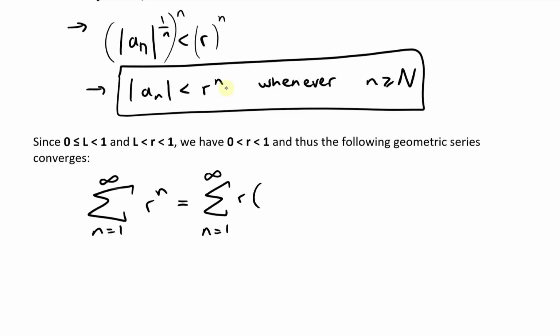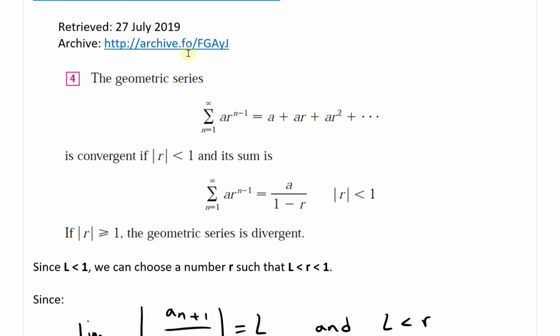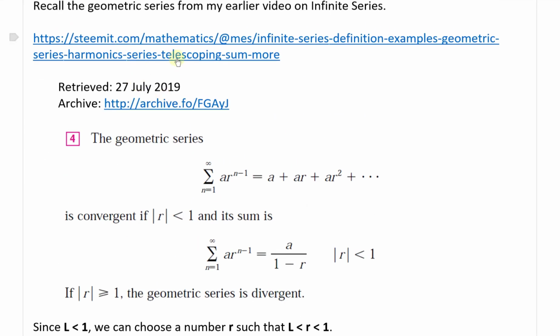R to the power of 1 is going to be times R to the power of n minus 1. So this is the geometric series, where that is our A and this is our R. And here I quickly teleported to the geometric series from my earlier video, just because this video is pretty long, so I want to refresh it again and again.